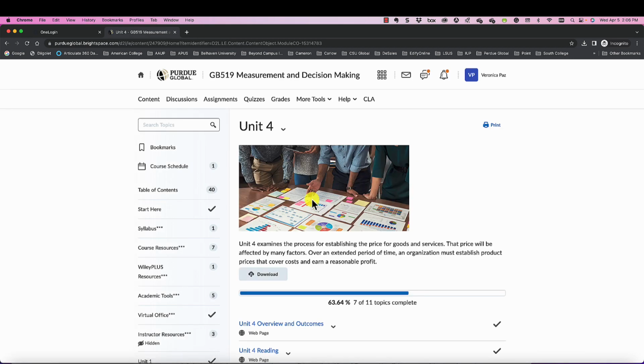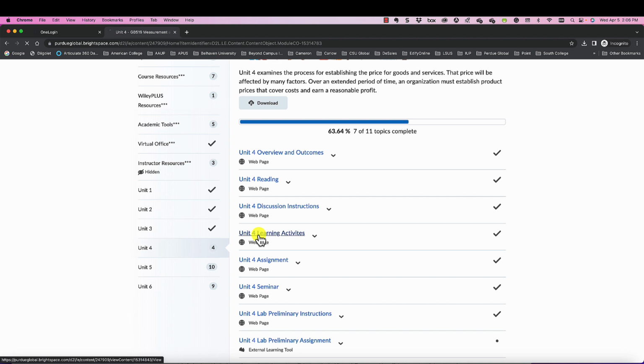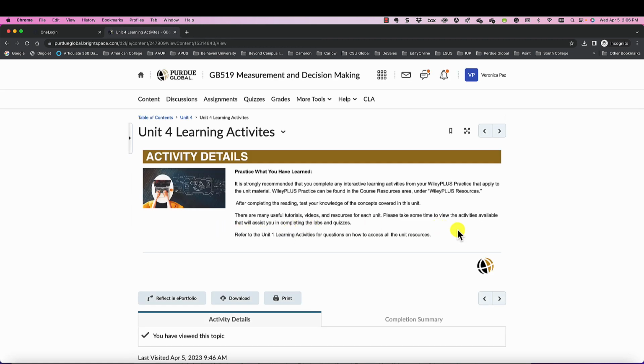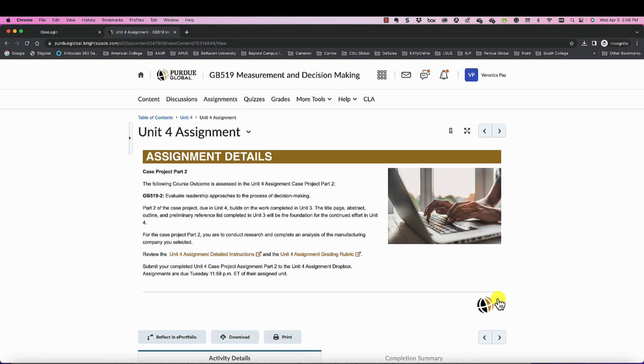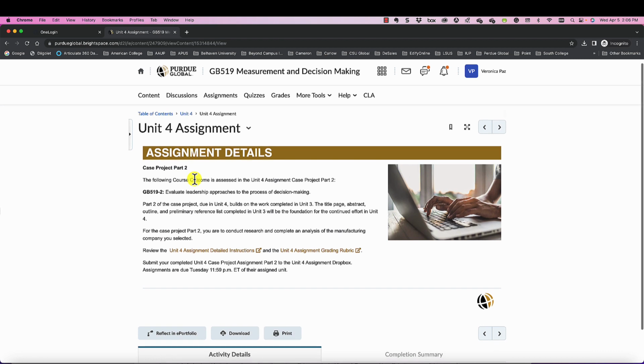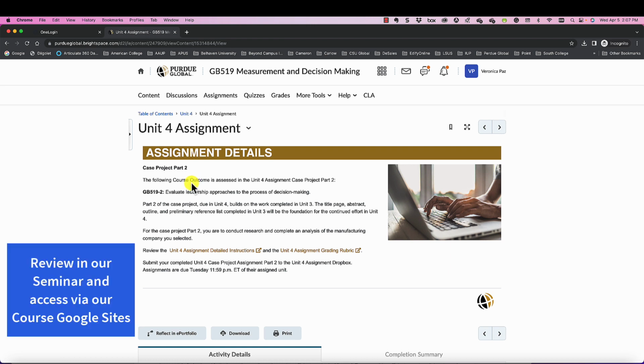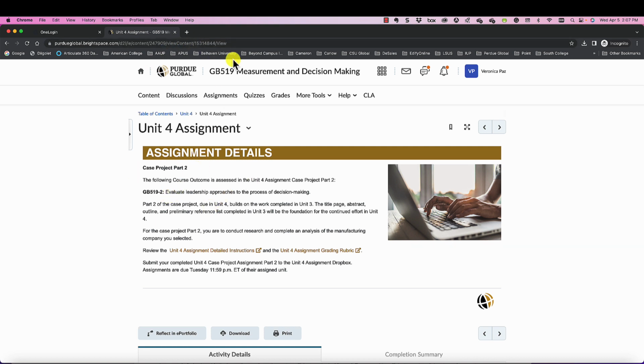Then if we go back into our Unit 4, you will see additional learning activities that you will take part in within your Wiley Plus. Then additionally here we have our Unit 4 assignment, which is our case project part 2, and you will also see in our Unit 4 seminar, we'll go over this in a bit more detail. And then you also have in our Google Sites, you will see information about the case there as well.